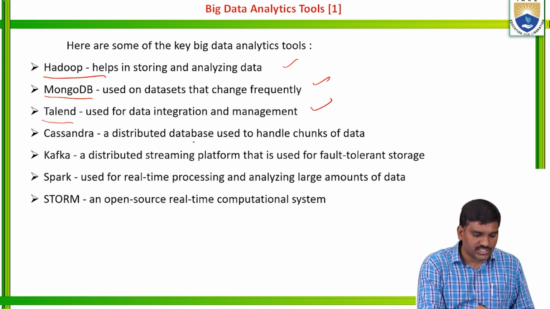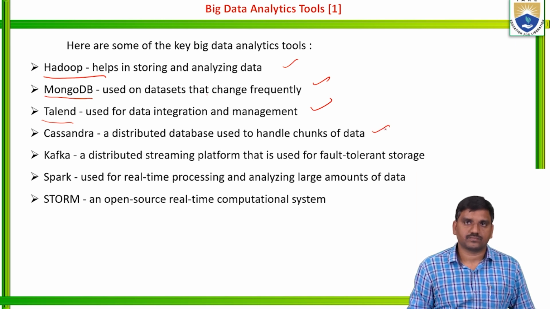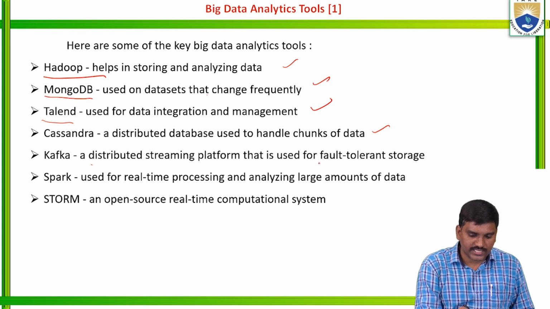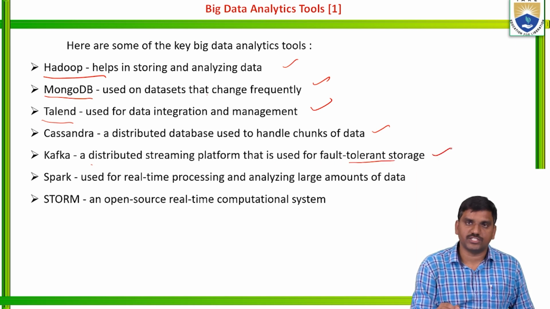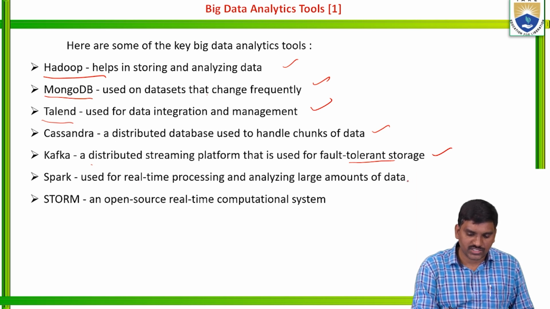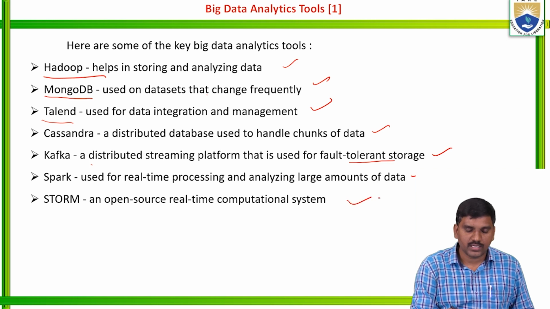Next, Cassandra, a distributed database used to handle chunks of data. Next, Kafka, a distributed streaming platform that is used for fault-tolerant storage. Next, Spark, used for real-time processing and analyzing large amounts of data. The last one, Storm, an open source real-time computational system.